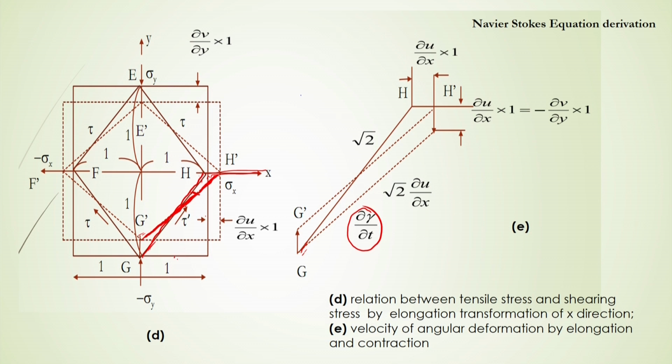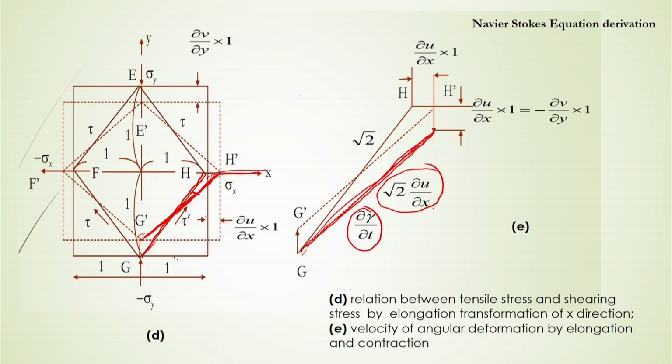And of course, in this case, due to this elongation, the velocity gradient is dou u dou x. So this will again come as root over dou u dou x, because in the y direction there will be dou u dou x, and in the x direction it will be dou u dou y. Similarly, you can calculate the portion of this length, which will be root over 2 dou u dou x.